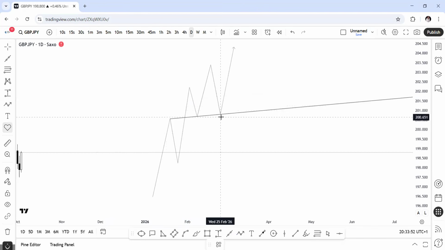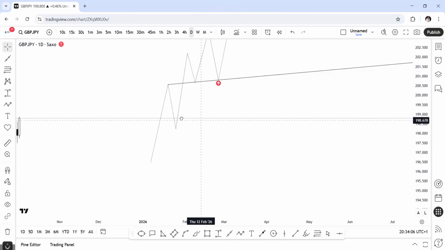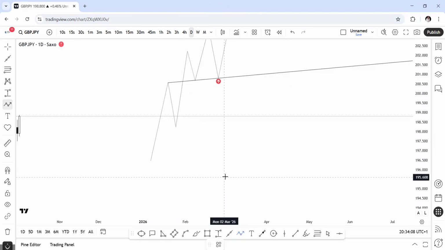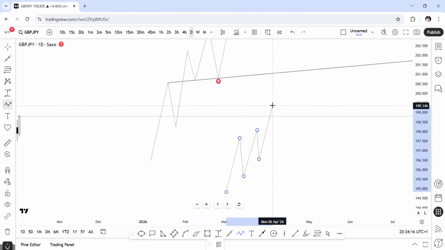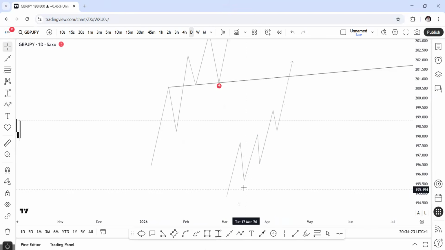You can have it as two points on the other side, then one point on the left side, or like this. You can also have it like this: resistance 1, resistance 2, then price pulls back, breaks through that resistance, becoming support on the other side, then it goes up.